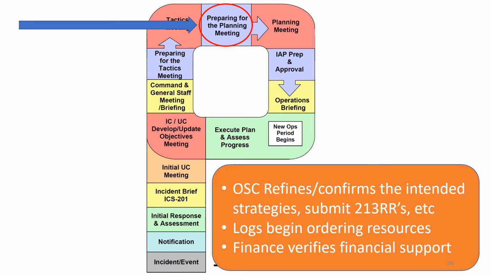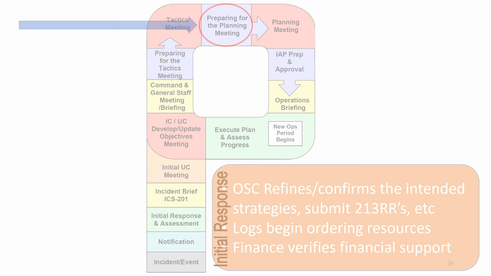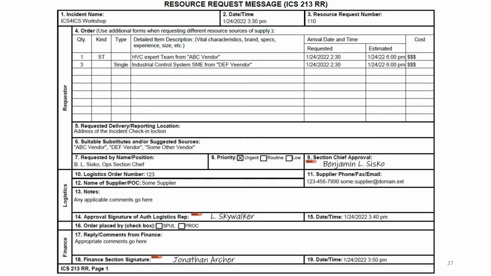Once operations section chief has secured support from finance and logistics section chiefs, it is time for preparation for the planning meeting. At this time, operations section chief will refine and confirm the intended course of action, strategies, and tactics, and will begin to request resources. So once logistics and finance section chiefs agreed to the ops plan, operations section chief may begin requesting resources with this 213 RR form. RR stands for request resources.